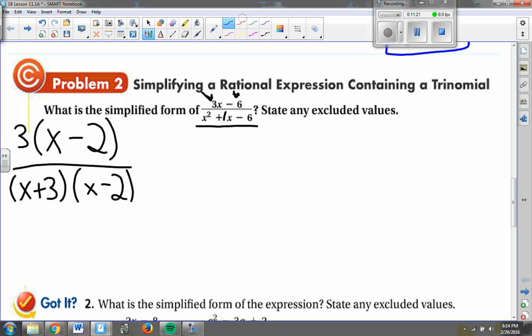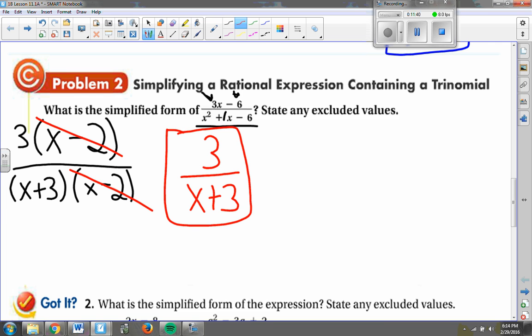But now I can cancel out because I have a common factor on the top of x minus 2 and the bottom of x minus 2. So I will cancel that out. And I'm left with 3 over x plus 3. There's my simplified form. 3 over x plus 3.